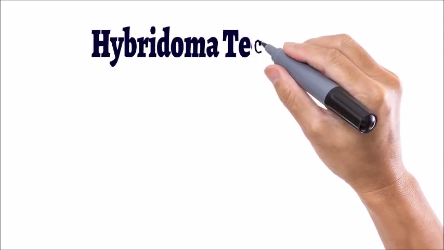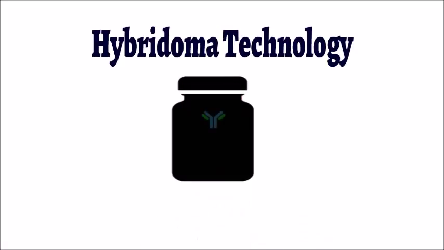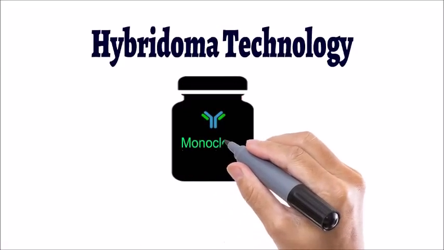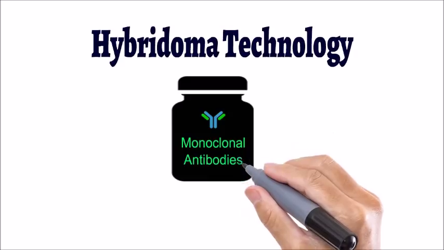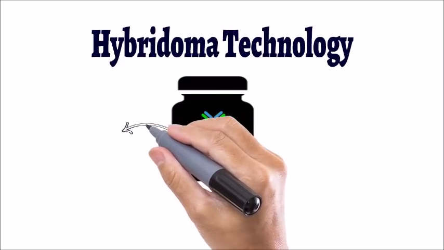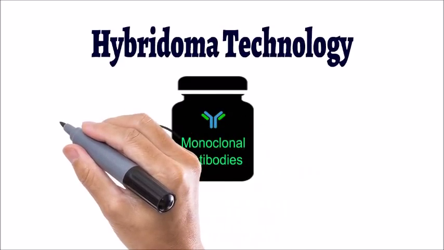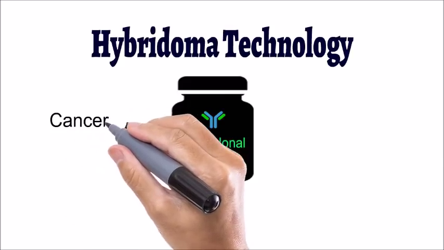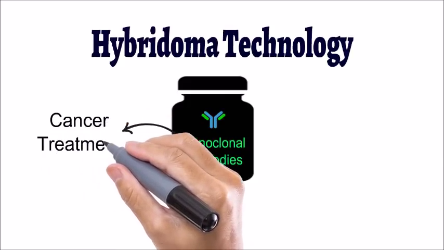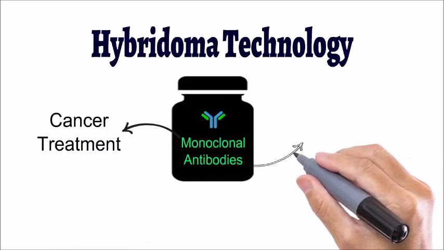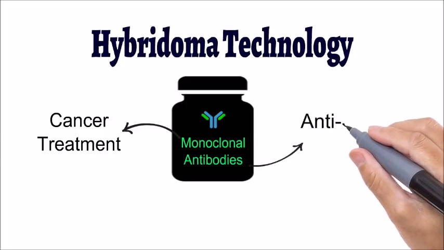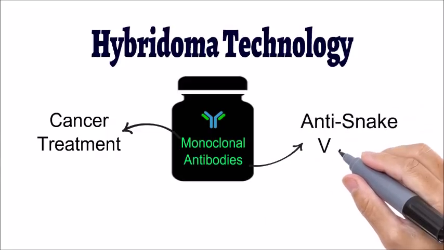So this Hybridoma technology is used for the production of large number of monoclonal antibodies against a particular antigen. And these monoclonal antibodies are used for different purposes, for example, in the treatment of cancer, and also as anti-venom, for example anti-snake venom, anti-bee venom, anti-spider venom.